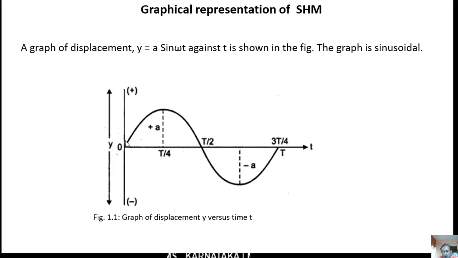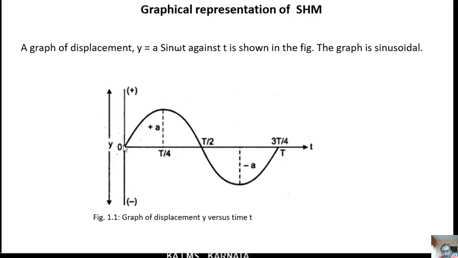Totally it completes one cycle or one oscillation when the particle goes from 0 to the positive extreme, again to 0, then to the negative extreme, and again to the mean position. Hence it performs one complete cycle of oscillation. This is about the graphical representation. From 0 to this point it completes one complete cycle, which is one time period.